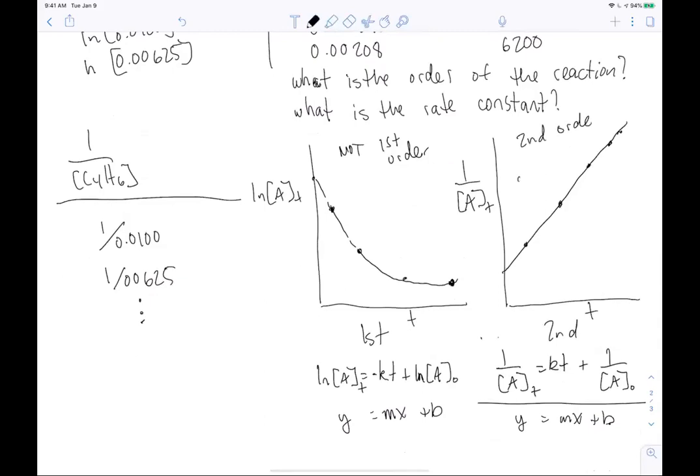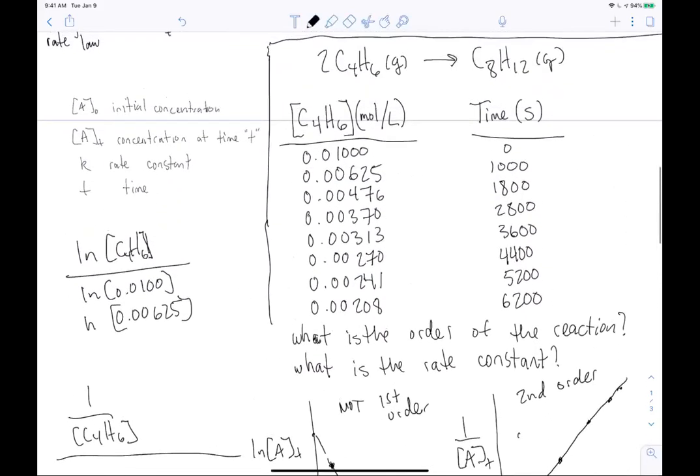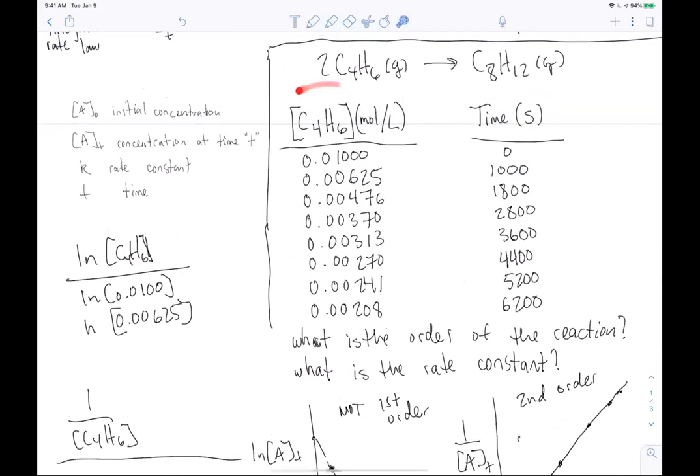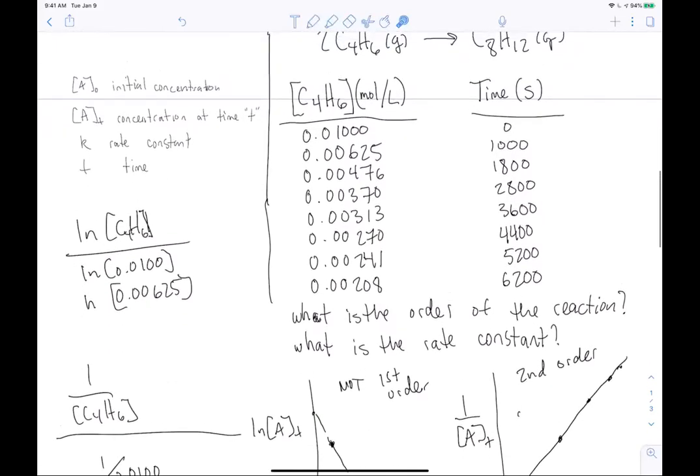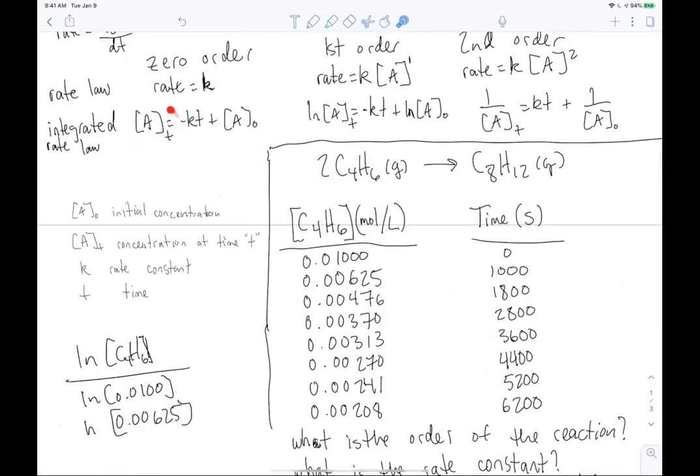So figuring out if it's first order, to get back to that question, because this is sort of the beginning point for this stuff: when you have this data, where you're looking at concentration versus time, the way to figure out the order of the reaction is to plot the data the way that these equations tell you to. So if I want to know if it's zero order, I make a graph and say, if I take the concentration and look at how it changes with respect to time, is it linear? If it's a line, then it's zero order. If it's not, then it's not zero order and I need to try something else.